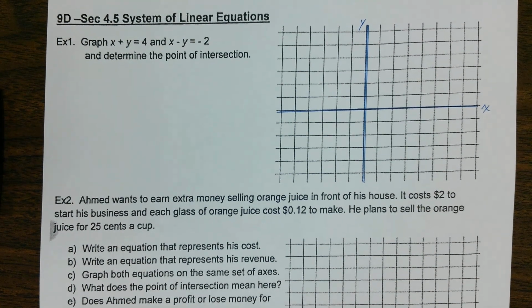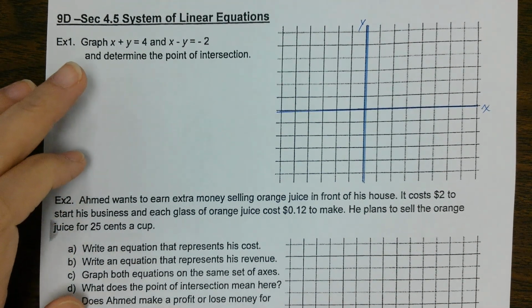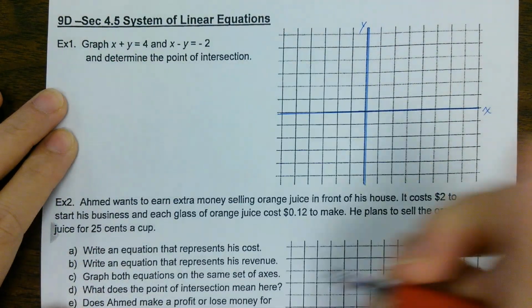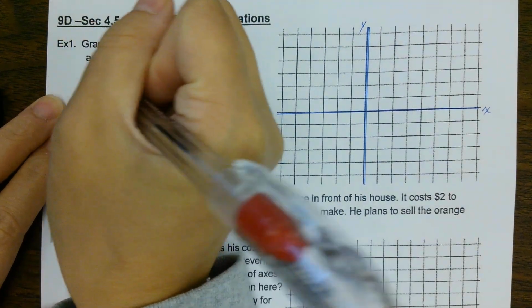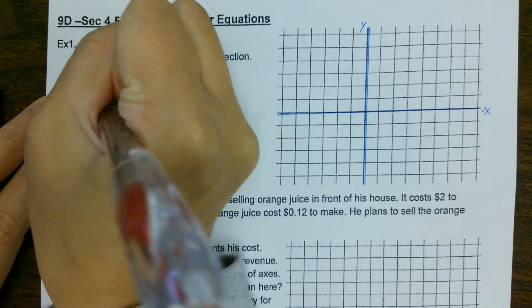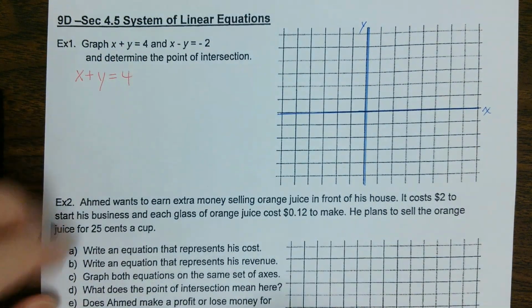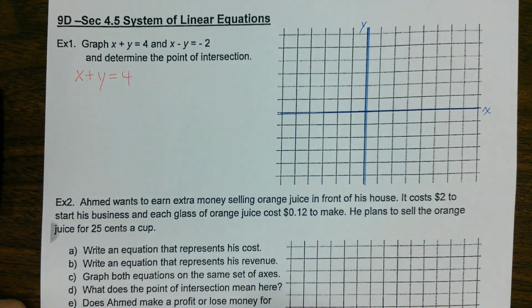Okay, so graph x plus y equals 4. We have to graph this. What's my slope? What's my y-intercept?